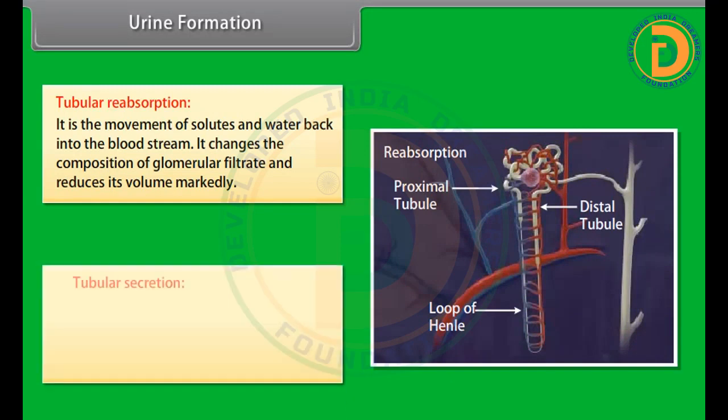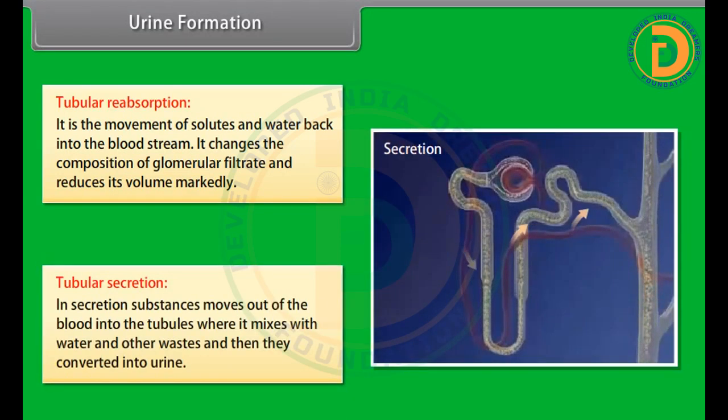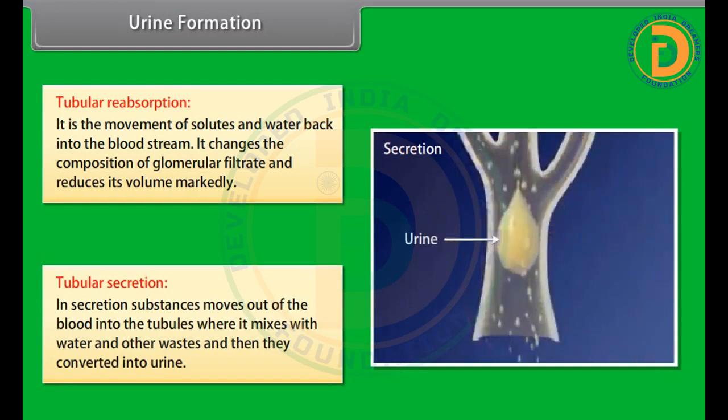And the third is tubular secretion. In secretion, substances move out of the blood into the tubules where it mixes with water and other wastes, and then they are converted into urine.